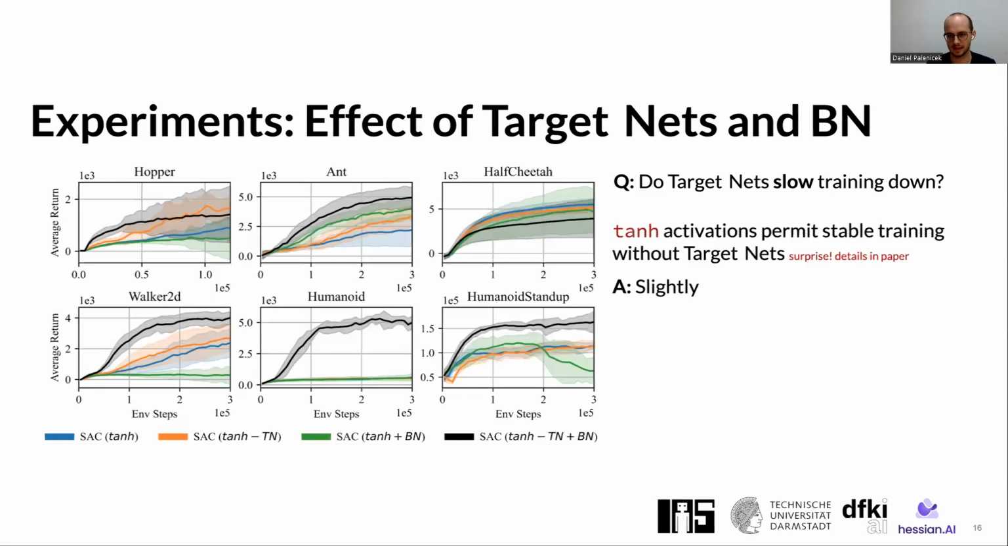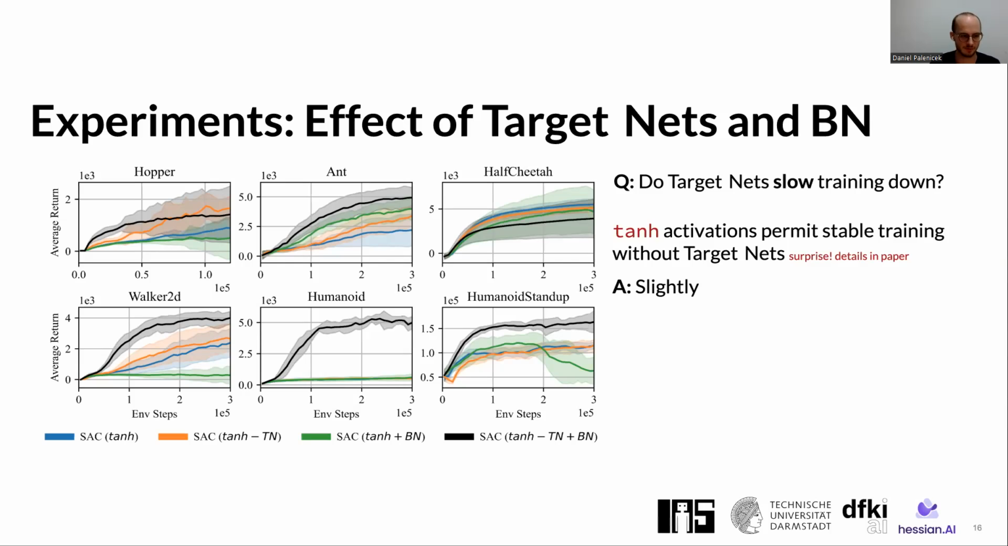And we have a nice experimental setup where we use tanh activations, which are those bounded activations where we found that using those, we can actually already train without target networks. They permit us to train stably. And we have a little bit more details of that in the paper. And this allows us to run all of the combinations: soft actor critic without target networks, then just with batch normalization, and then, as we say, the CrossQ style, where we remove target networks and add batch normalization.